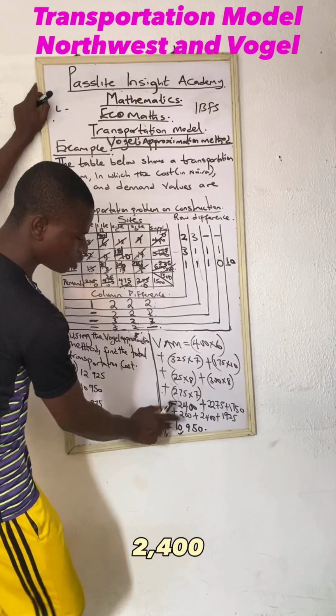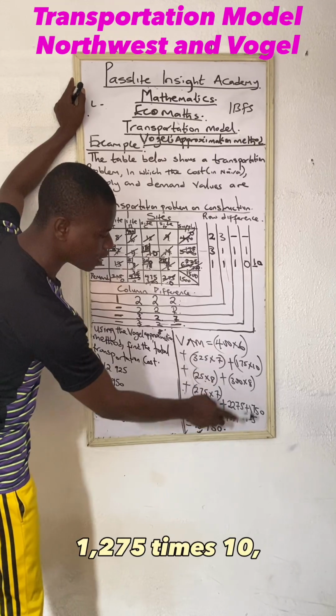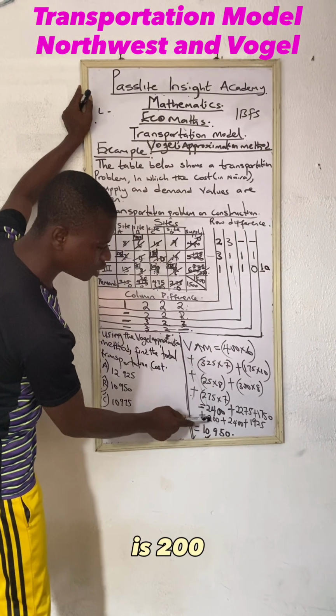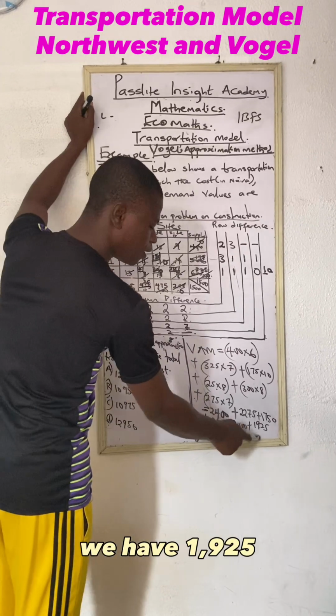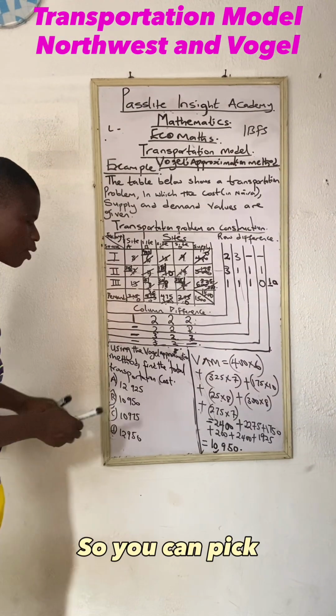400 times 6, 2,400. This times this, you're having 2275. 175 times 10, 1750. 25 times 8, that is 200. 300 times 8, 2400. 275 times 7, we have 1925. So when you add everything together, you have 10,950. So you can pick your answer from here.